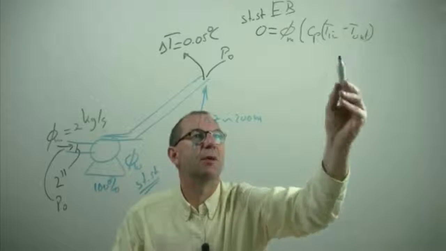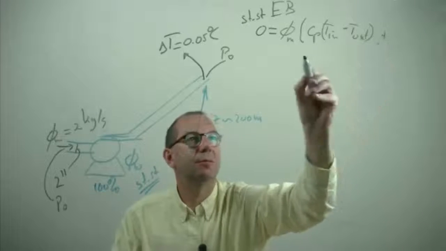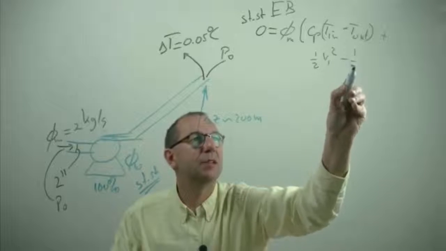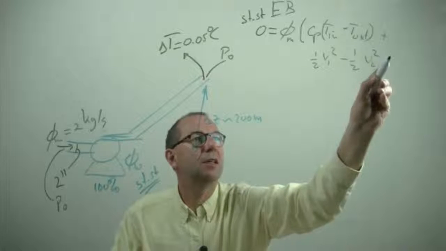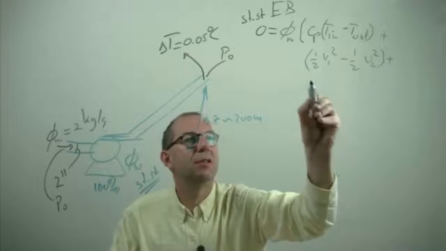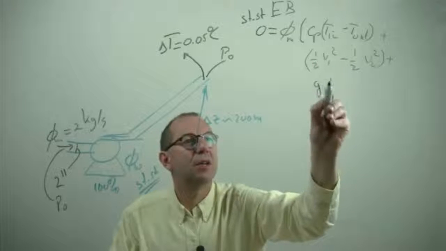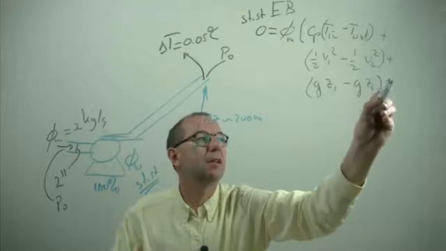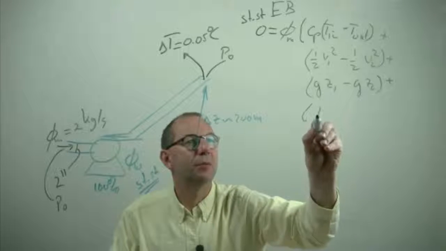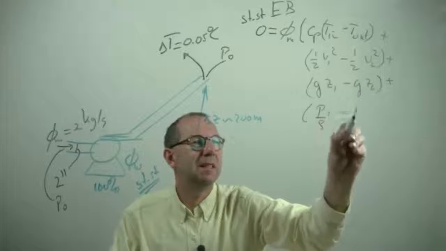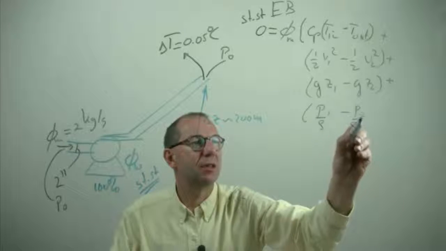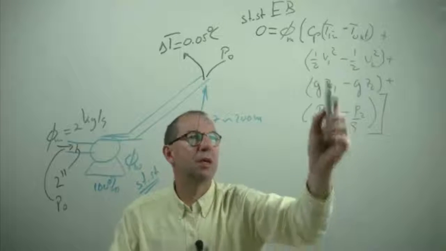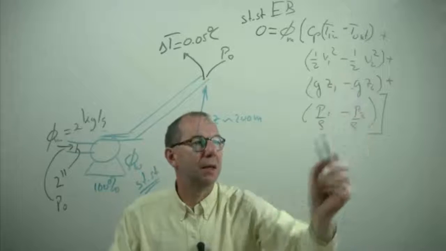So this is the thermal effect. I need to add to that the difference in the kinetic energy. And I need to add to that the difference in gravitational energy. And finally, I need to add to that the pressure as energy concentration. And then I close these brackets. So this term is in minus out.